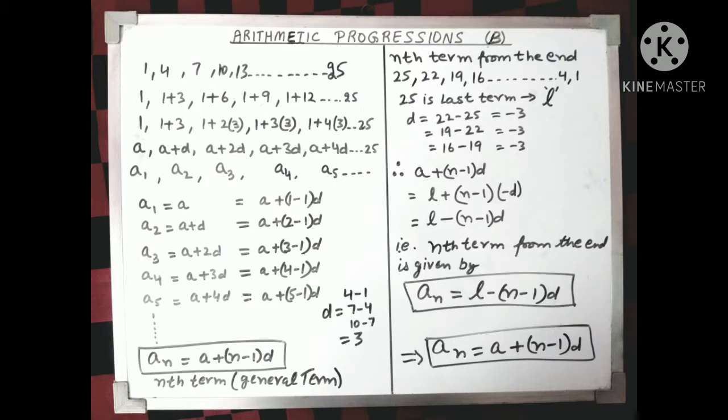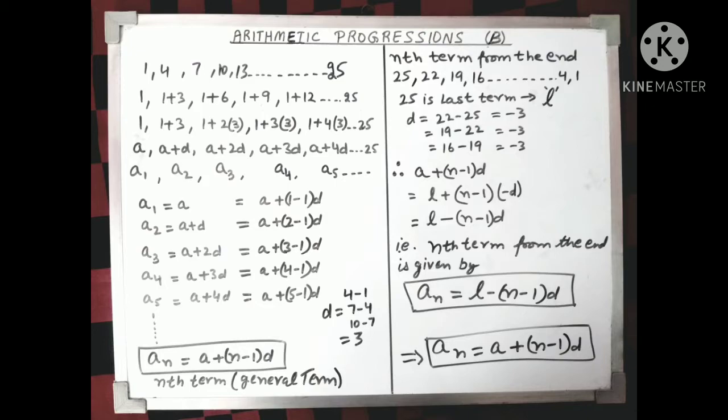In the previous sequence, we were getting the common difference as 4 minus 1 is equal to 3, 7 minus 4 is equal to 3, 10 minus 7 is equal to 3. So the sign of the common difference has changed now. If we use the same formula A plus n minus 1 D for the nth term, we will now get L plus n minus 1 into minus D, which on simplification gives us L minus n minus 1 D, right? So this is just to show you how we got this formula.